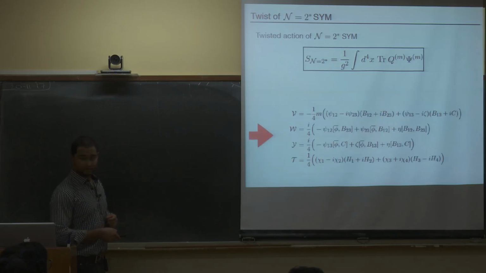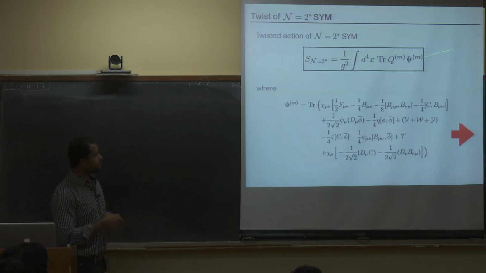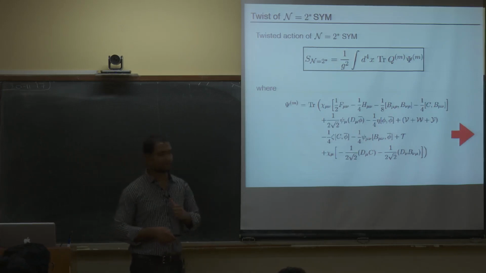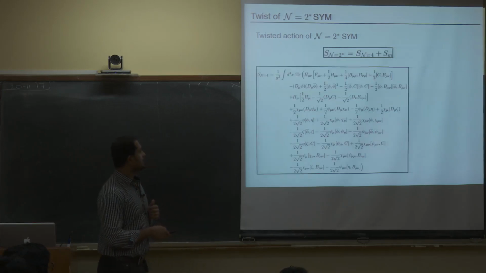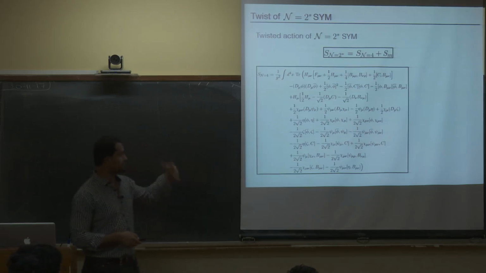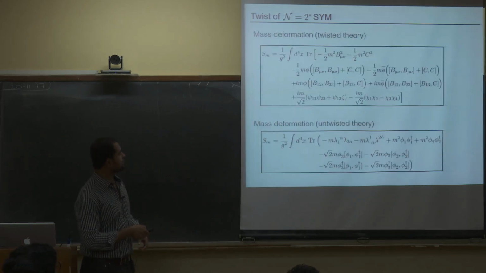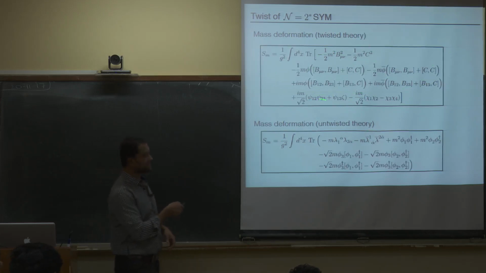What does MQM stand for? M stands for mass, so it means mass dependent. This is the full N equals 4 action. On top of this, we can add the mass terms in the twisted form. The mass deformation takes this particular form. Here we see some free indices.